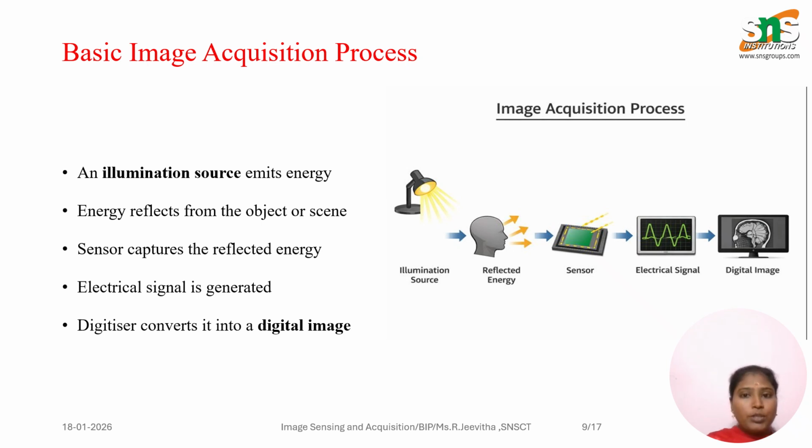The image acquisition process follows a clear sequence. First, an illumination source emits energy. This energy interacts with the object or a scene. The sensor captures the reflected or transmitted energy. An electrical signal is generated and then digitized. The final output is a digital image stored as pixel values.